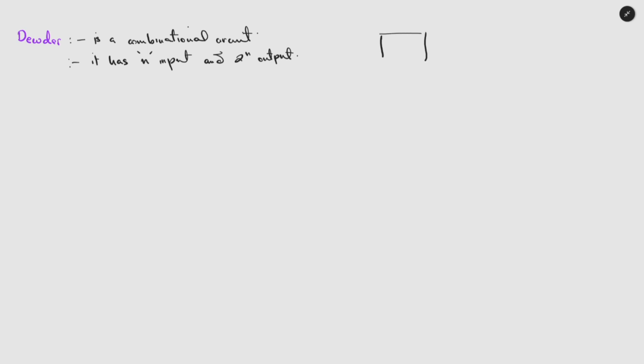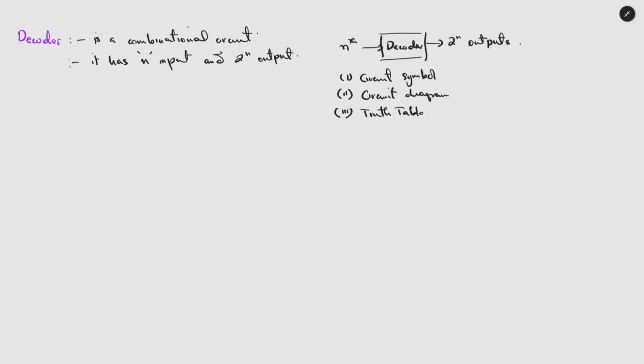In a decoder circuit, it will have n number of inputs and it should produce 2^n outputs. We will understand this decoder in terms of a circuit symbol, and we will look at it in terms of the circuit diagram, and we will consider the truth table, and we can also look at the expression of the decoder. At the end of this video, I believe you should fully understand what a decoder is and why it is useful in a digital system.